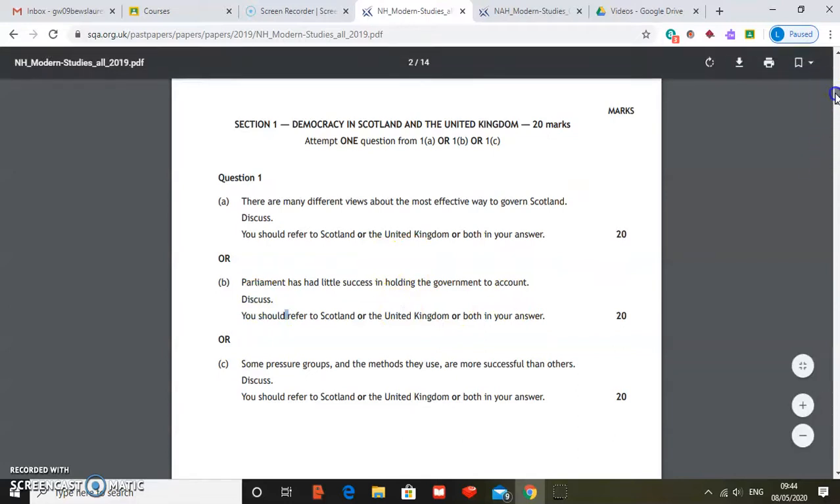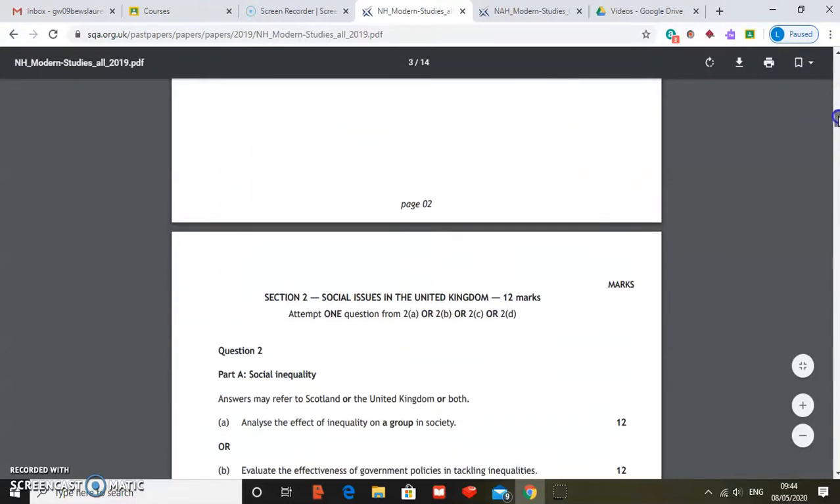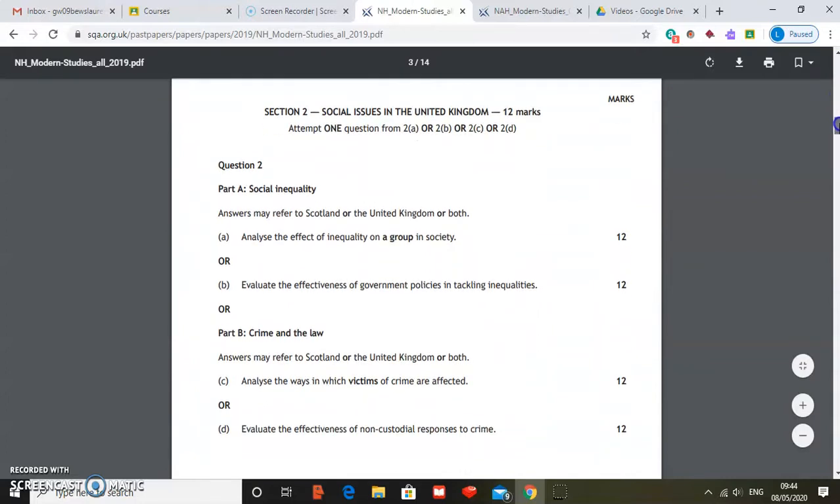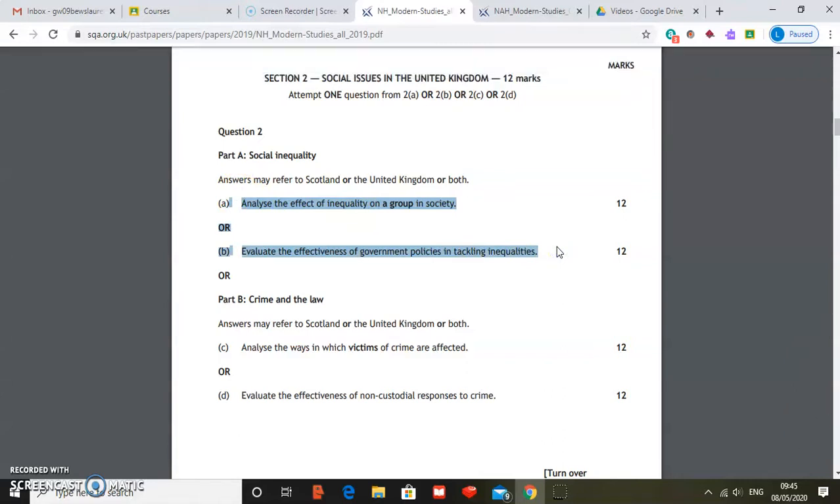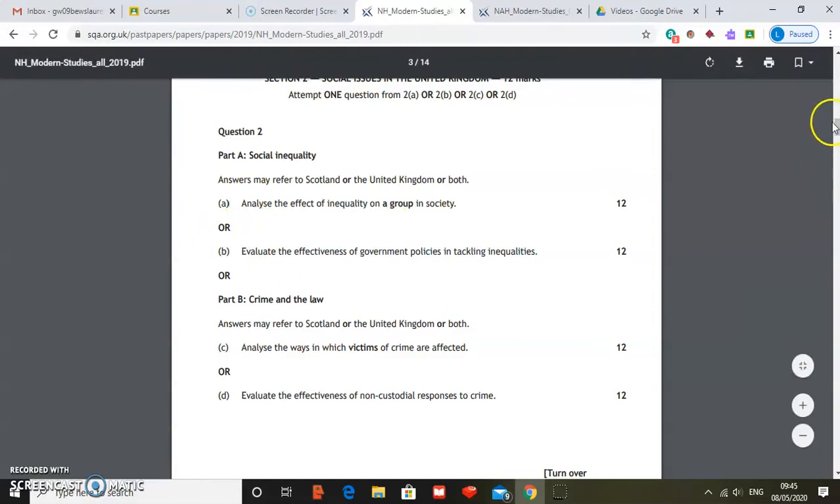Going down in section 2, you can see one page, it says social inequality and crime and law. Now, as I said, we do social inequality, so you'll pick one of the 2 12 markers, and you'll have to say whether you've done 2A or 2B. And you will notice that in the 12 marker, there are 2 different questions, and as we look at the essays in greater detail as the course goes on, you will answer both of these questions in a slightly different way.